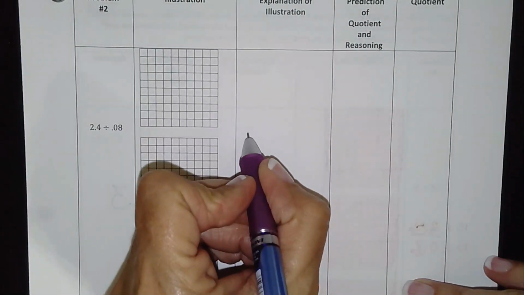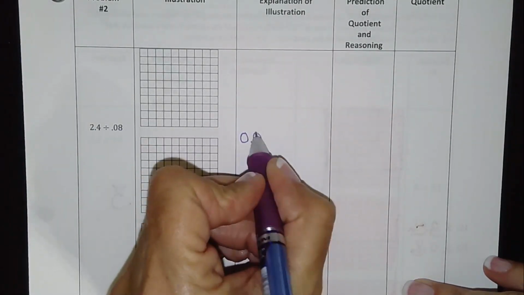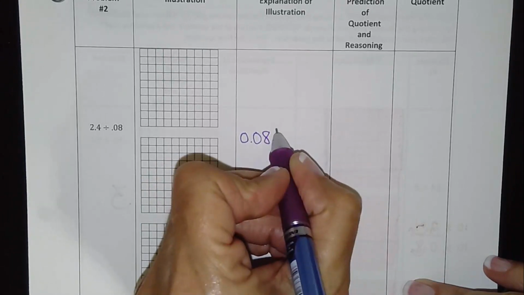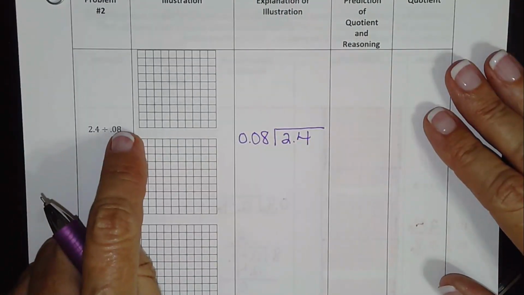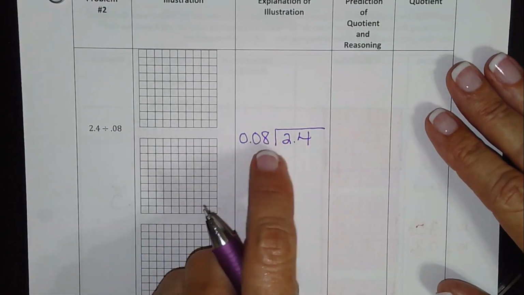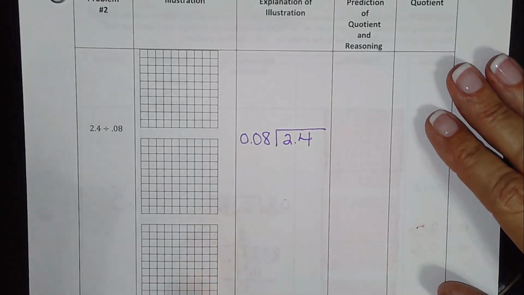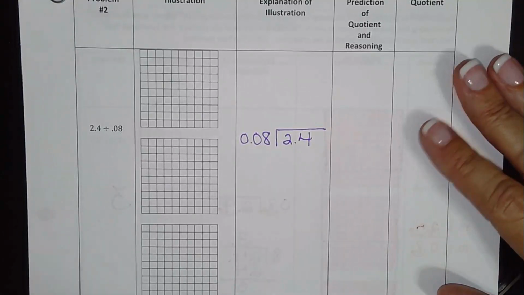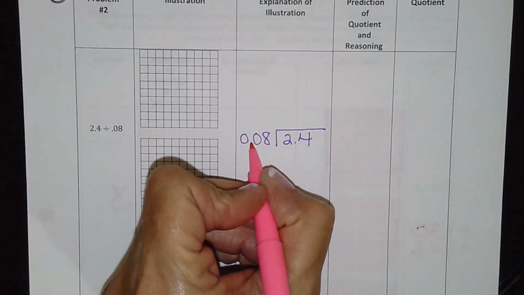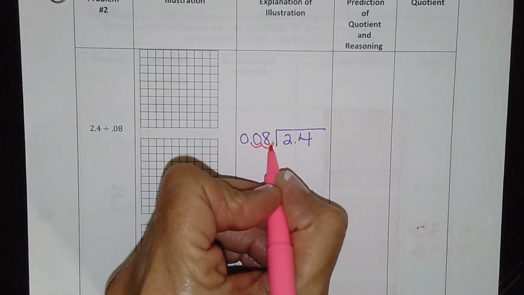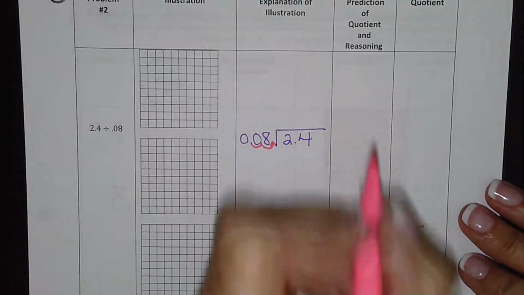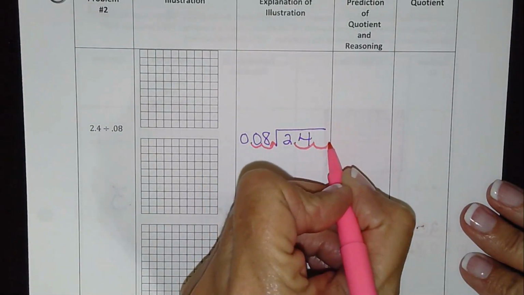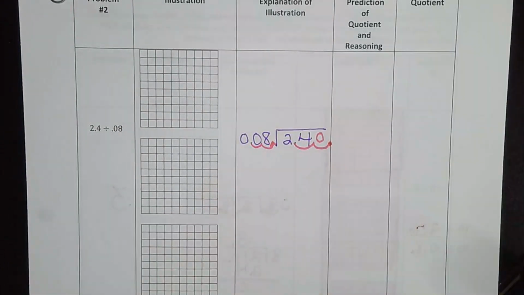So this is 0.08 on the outside, and on the inside it's 2.4. So 0.08 into 2.4. As I said on the last example, this needs to be a whole number before we can do the division. So this time the decimal place has to be moved 2 to the right in order to turn it into a whole number. So then I have to move this one 2 to the right, and when there's a blank you have to fill it in as 0.